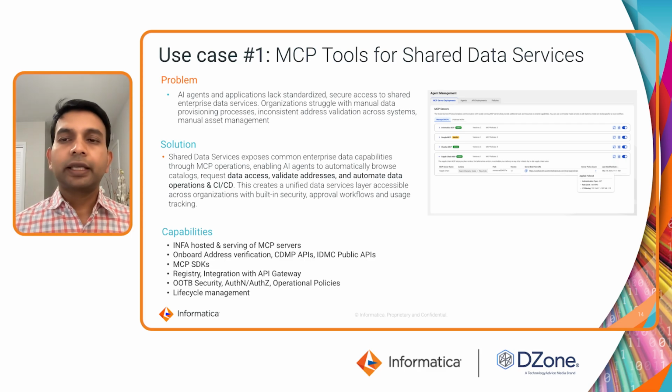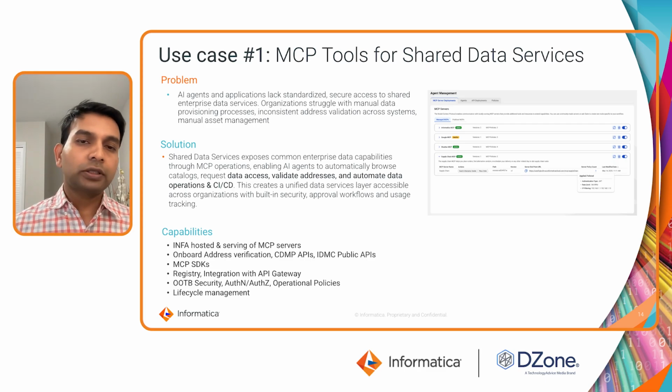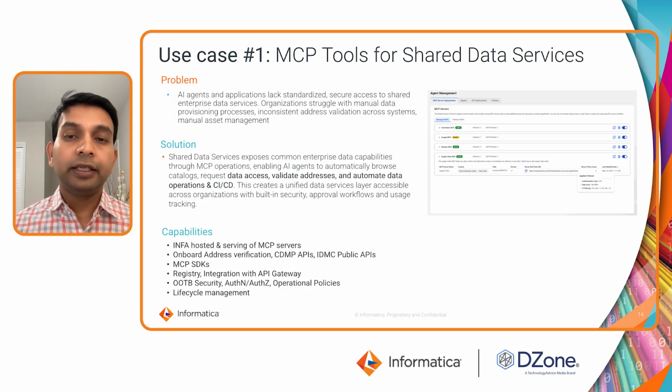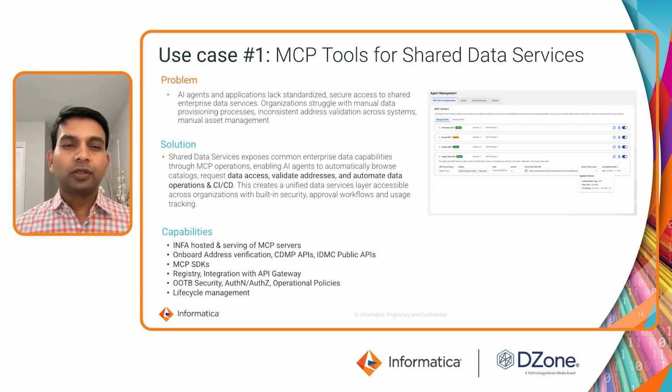So AI agents can automatically browse catalogs, request data access from a particular data source or target. It can validate data addresses. It can automate data operations. So this creates a unified data services layer with built-in security, approval workflows, authorization, and usage tracking. And all this is delivered with Informatica hosted MCP servers.